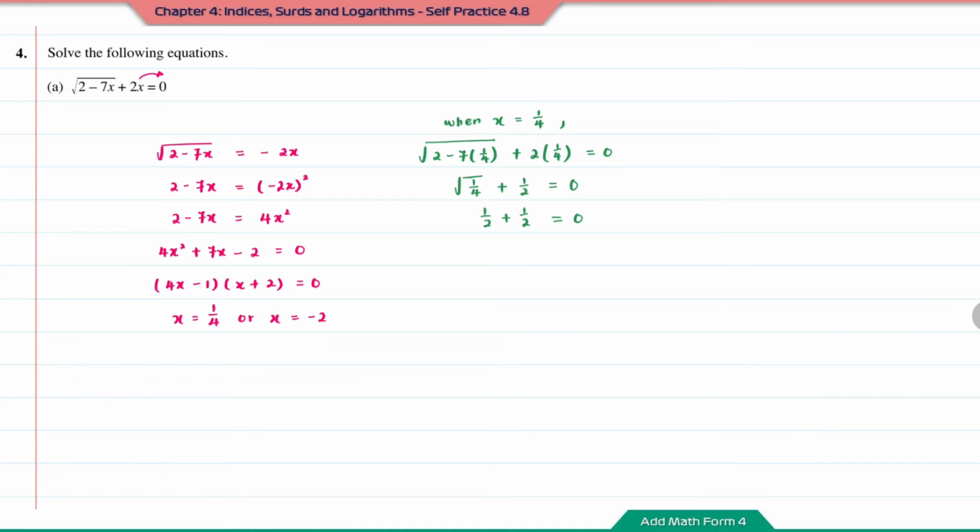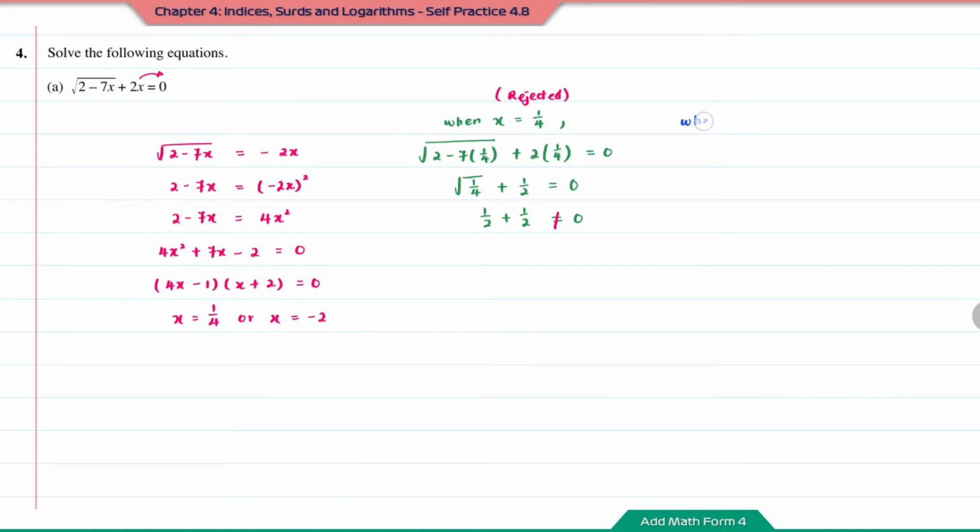So 1 over 2 plus 1 over 2 is equal to 1. So definitely this is not equal to 0. Therefore, the value of x equal to 1 over 4 is rejected in this case. So this will not be the value of x in these equations.